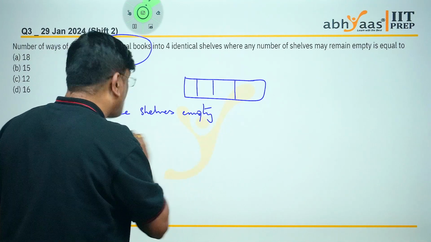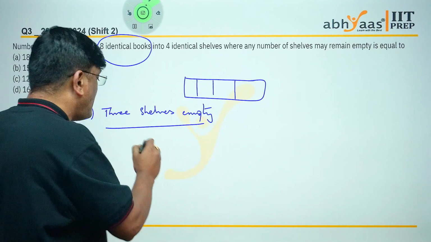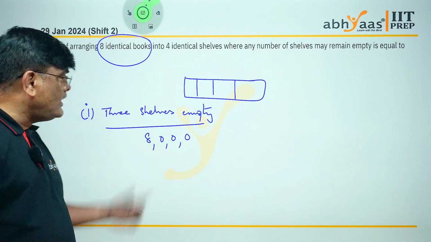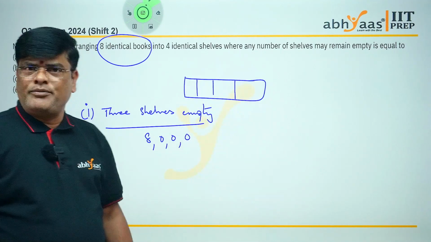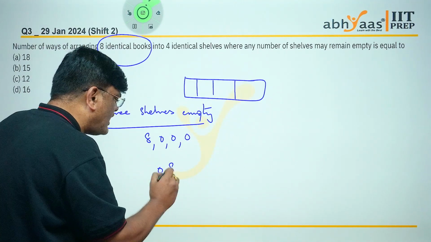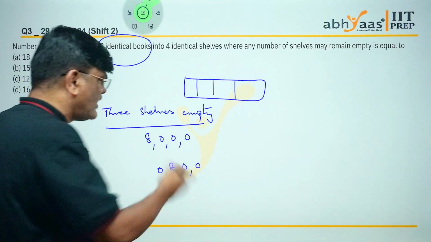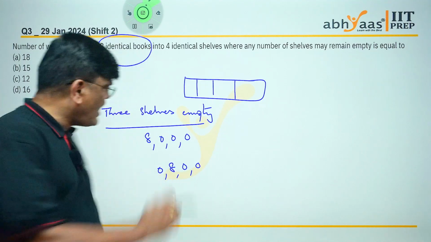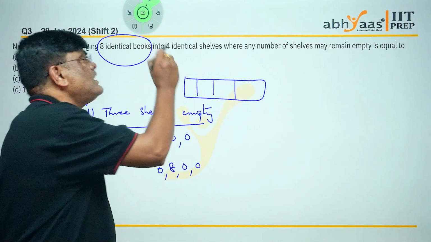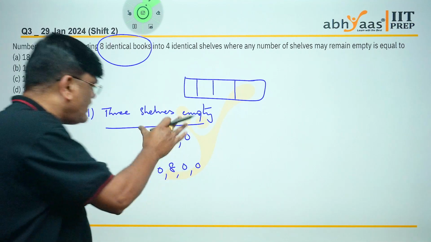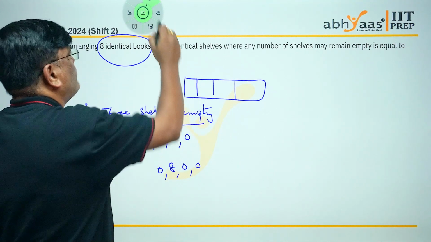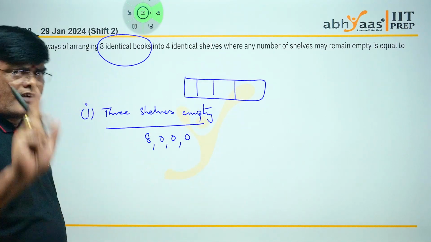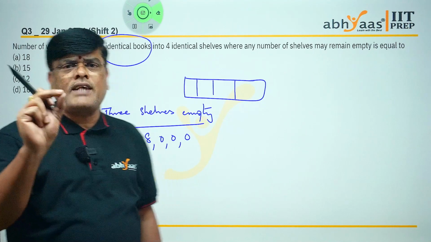Right? When 3 shelves are empty, now what is the case, beta? So 8, 0, 0, 0. Is it right? Here no need to arrange this because all these are identical. So we cannot take it like 0 8 0 0, no need to consider this. When the shelves are different, dissimilar, then we can arrange this. But here in this case shelves are identical, so no need to arrange this. Simply we can take 8 0 0 0. Right, this is one way when I am keeping 3 shelves empty.